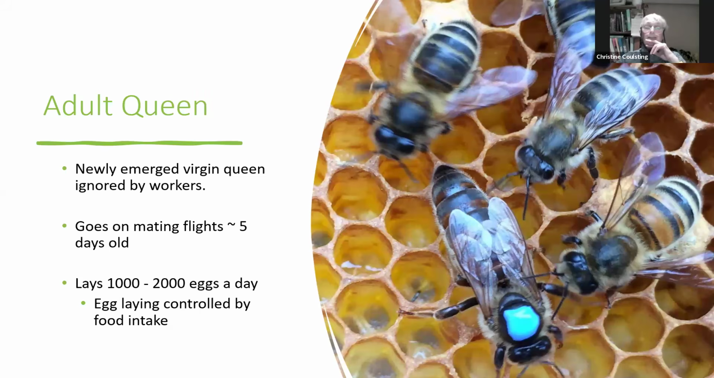Once she's mated, she will lay 1,000 to 2,000 eggs per day, and that egg laying is really controlled by food intake.